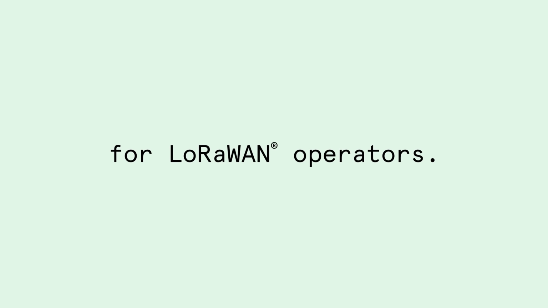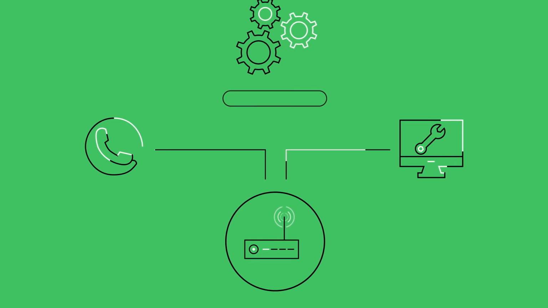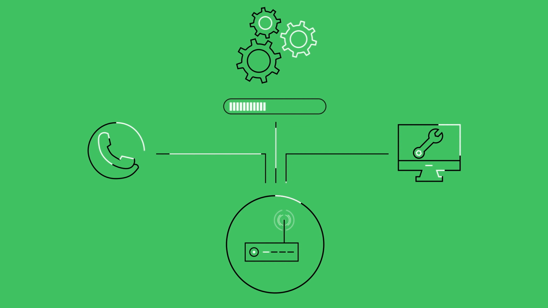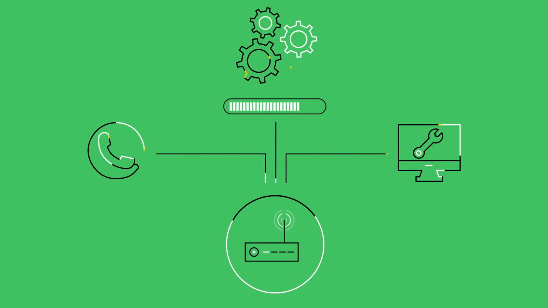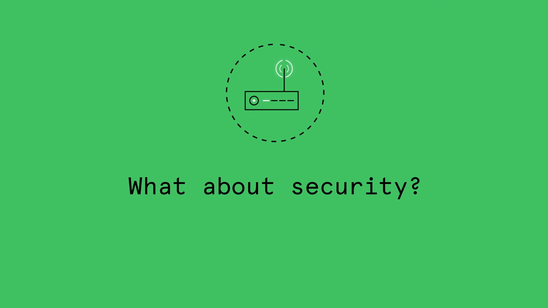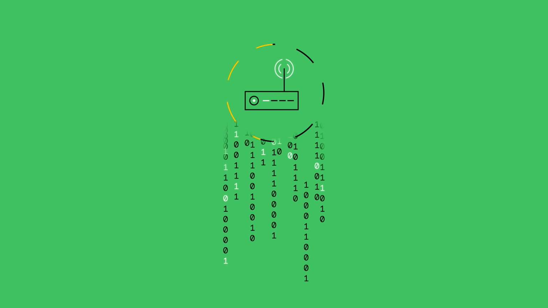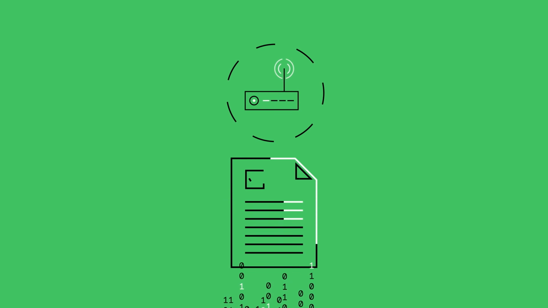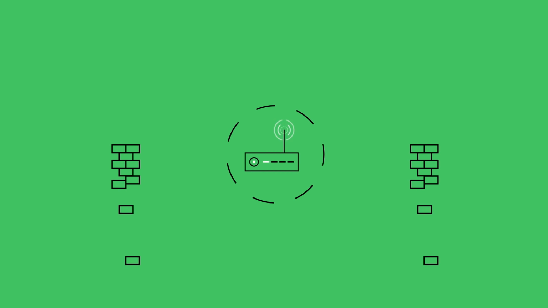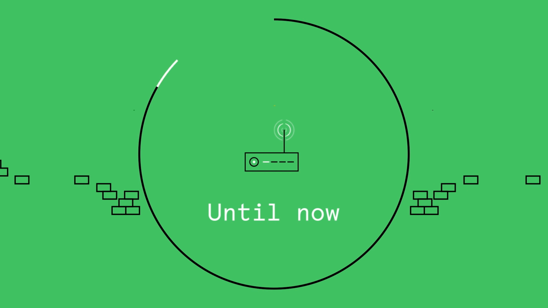So far, so good. But there are challenges for LoRaWAN operators. Support and maintenance of the LoRaWAN gateways can be complex. Updating the firmware of the gateway or the packet forwarder and its configuration runs the risk of breaking the device. And what about security? Compromised LoRaWAN gateways have been used in attacks, leading to delayed operations, leaked data, falsified information, and reputational damage. Ensuring security and smooth operation of LoRaWAN gateways has often been a major challenge, until now.